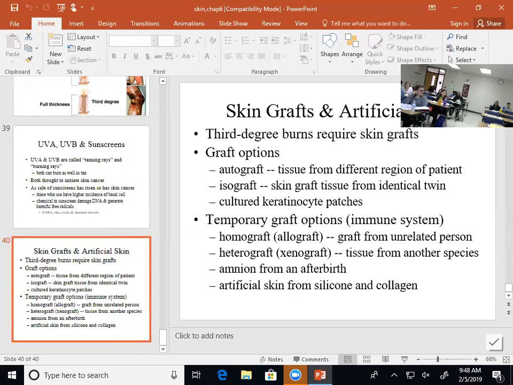Do the temporary grafts, like when they make a temporary one and put it on, act like a Band-Aid? Kind of, yeah. Exactly, that's what they do. It's just temporary until they can get some keratinocyte patches done, or until the person's skin has gotten a larger margin.